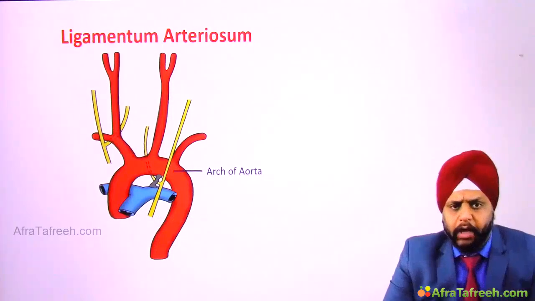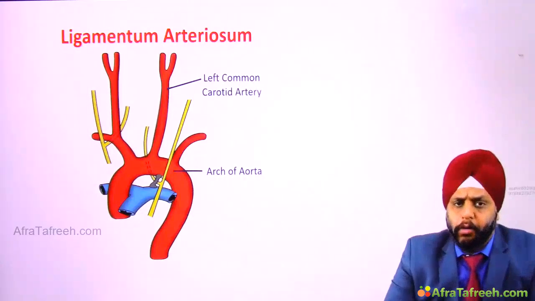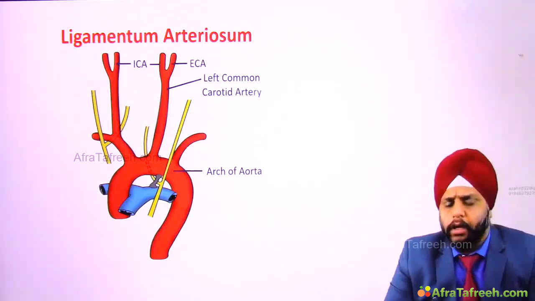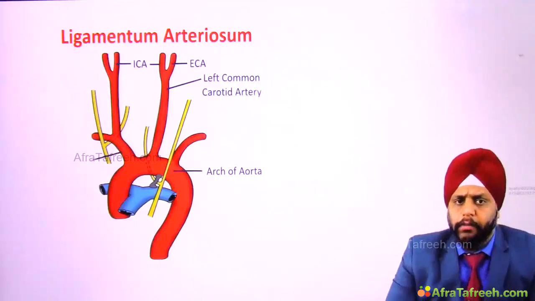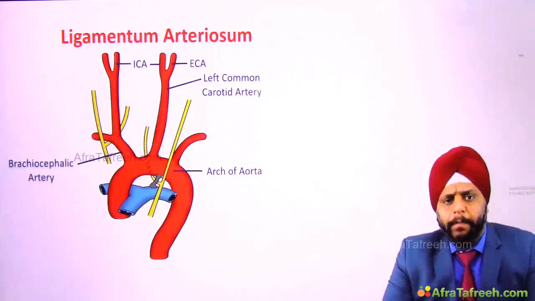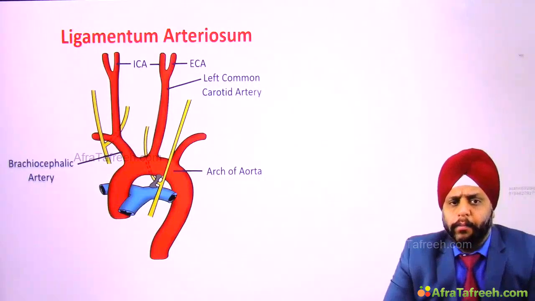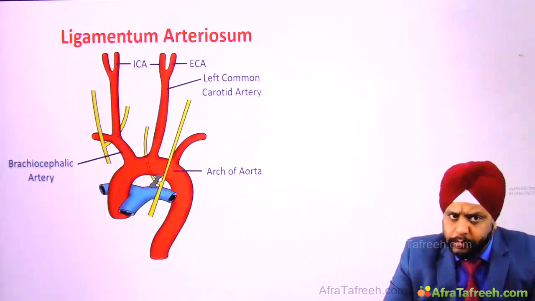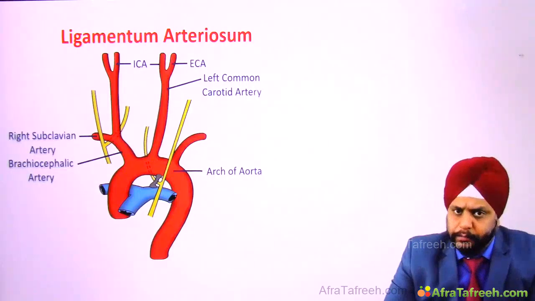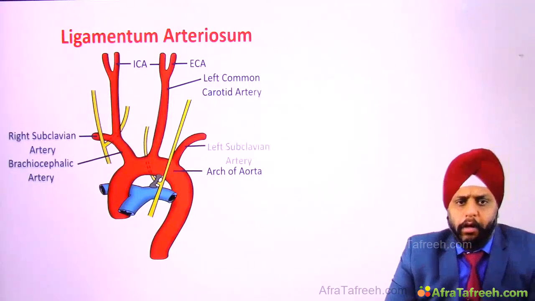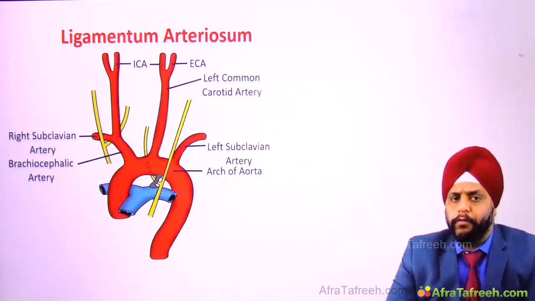So let's look at this diagram. We can see the arch of aorta, we can see the left common carotid, and that gives rise to the external carotid artery and the internal carotid artery. Now what do you see? On the right side, from this arch of aorta arises the brachiocephalic artery, and that gives rise to the right subclavian artery. Whereas on the left side, the left subclavian artery arises directly from the arch of aorta.